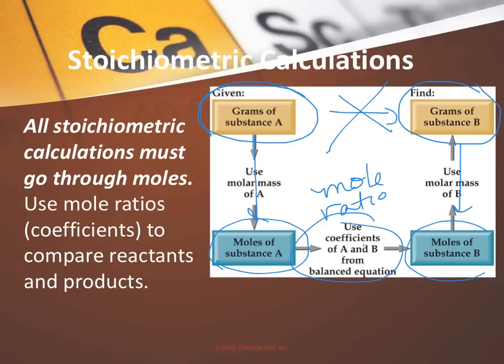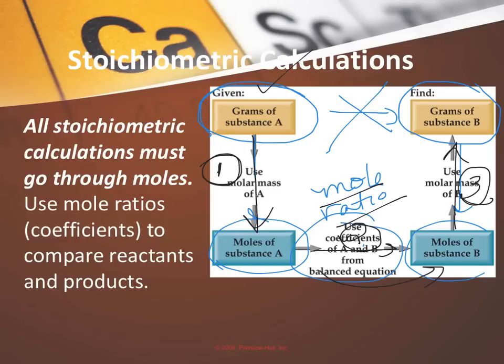So the bottom line is a typical stoichiometry problem will start with grams of one substance. Every arrow, remember, represents a calculation. So your first calculation will typically be to calculate moles of the beginning substance. The second calculation will be to use the mole ratio to get to moles of the new substance. And finally, the third calculation will be to get from moles of the new substance to grams of the new substance. So many stoichiometry reactions are three-step calculations.